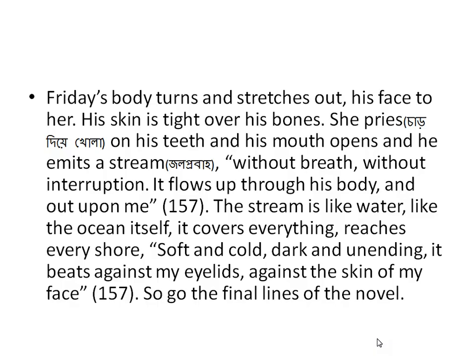That means the skin of Friday's body was tied to the bone. That means there is no muscle. That is the inhuman appearance of Friday we have observed in the last chapter of this novella. She pries open his teeth. That means the narrator tries to look at Friday's mouth, and his mouth opens and he emits a stream.